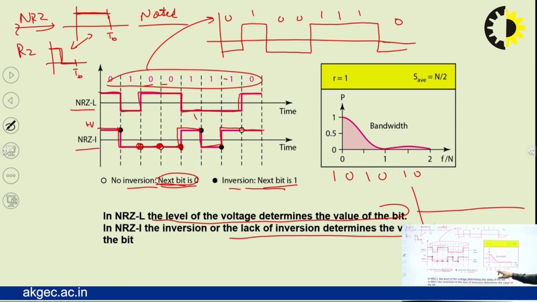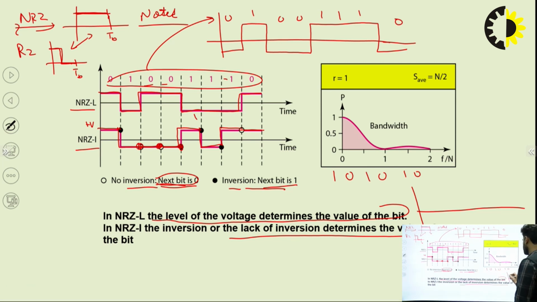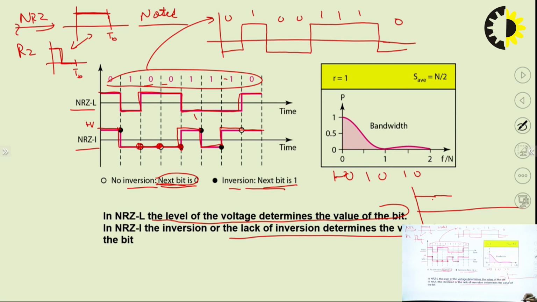Suppose data is 1 0 1 0 1 0. Now 1 is represented as a plus V voltage. Next bit is 0. When the next bit is 0, no inversion. No inversion means we have plus voltage, it will continue the same. Next bit is 1, for 1 inversion, plus V voltage then becomes minus. Next bit is 0, no inversion, it will continue the same. Next bit is 1 inversion, next bit is 0, no inversion. Now we will come to the next slide.